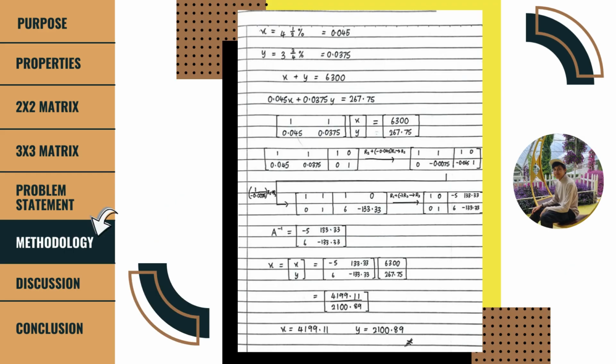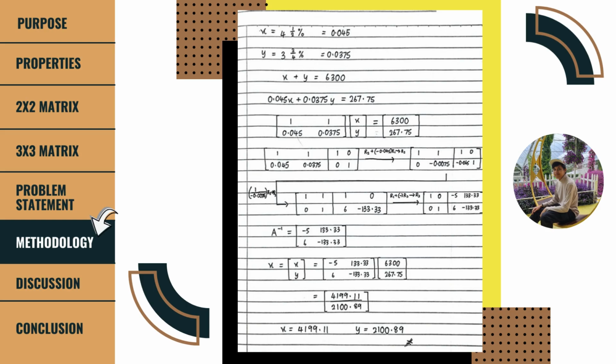As for the solution of the question, first we must convert the percentage numbers into decimal numbers to make it easier to calculate, which means x is equal to 4 1/2 percent, equal to 0.045, while y is equal to 3/4 percent, equal to 0.0375. Based on the question given, we can produce linear equations, which are x plus y equal to 6,300 and 0.045x plus 0.0375y equal to 267.75.